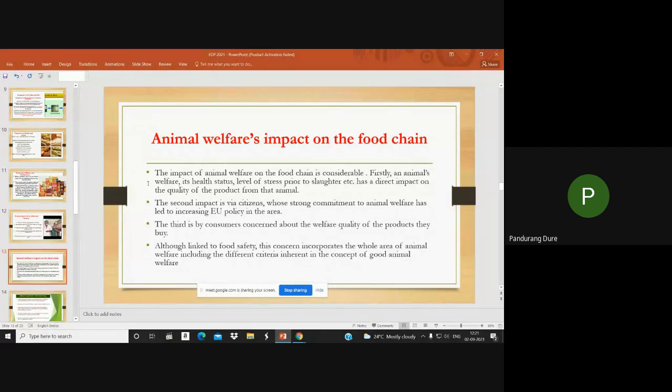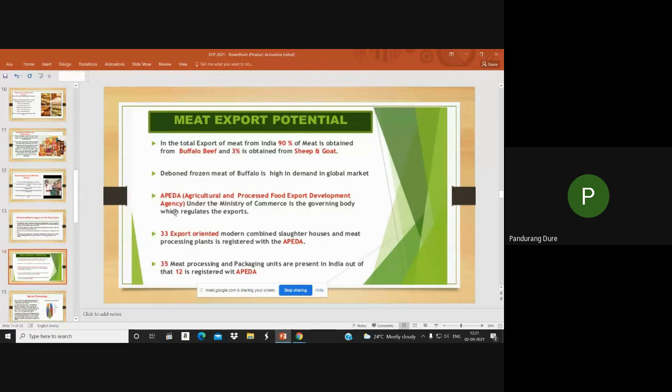All these points are taken into consideration by some industries like Saguna Chicken, Venky's, and Baramati Agro, which are focusing on exporting meat and poultry. So this is the export potential for meat. Nearly 90% of the meat exported to other countries is buffalo beef, and again 3% is meat from sheep and goat. So there is a large scope for exporting meat, fish, and poultry after processing.